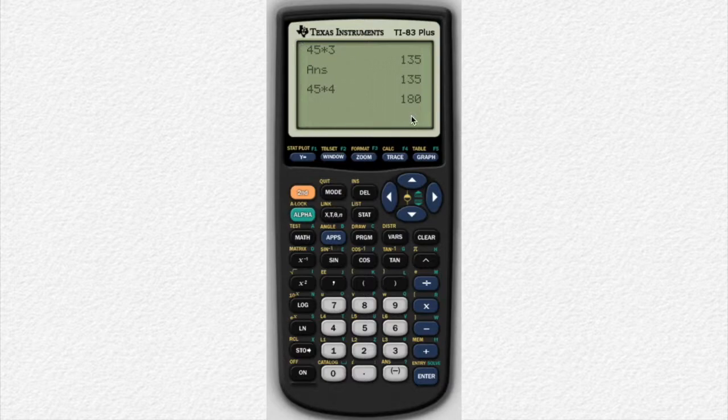This screen that we're on is called the home screen, and it'll be referred to frequently in the text or even by myself. I'm going to go ahead and clear the home screen and do the next calculation.